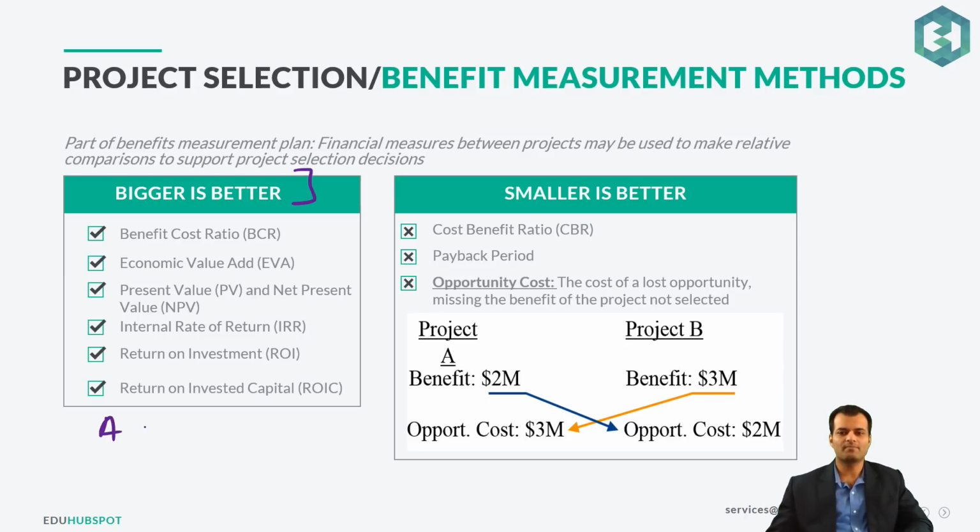So if in the exam there are 2 projects, A and B. A has a BCR of 1.2, B has a BCR of, let's say, 3.4. Which project will you select? This is an exam question, and you will get similar questions on the exam. BCR is benefit cost ratio. As I said, bigger is better, right? So this means we will select project B. Similarly, if they say the economic value add of project A is 1 million and of B is 3 million, which project will you select? B. So again, bigger is better. Select the project with the bigger number.